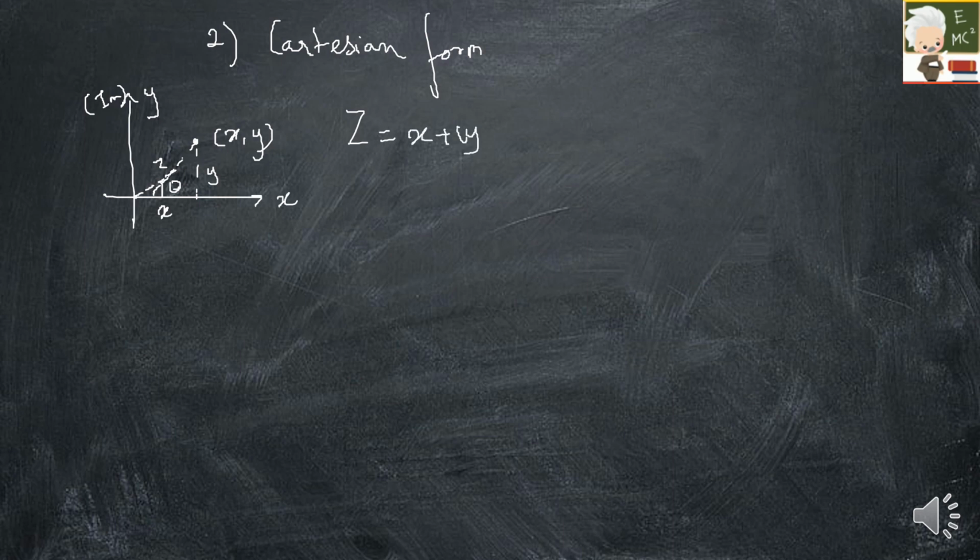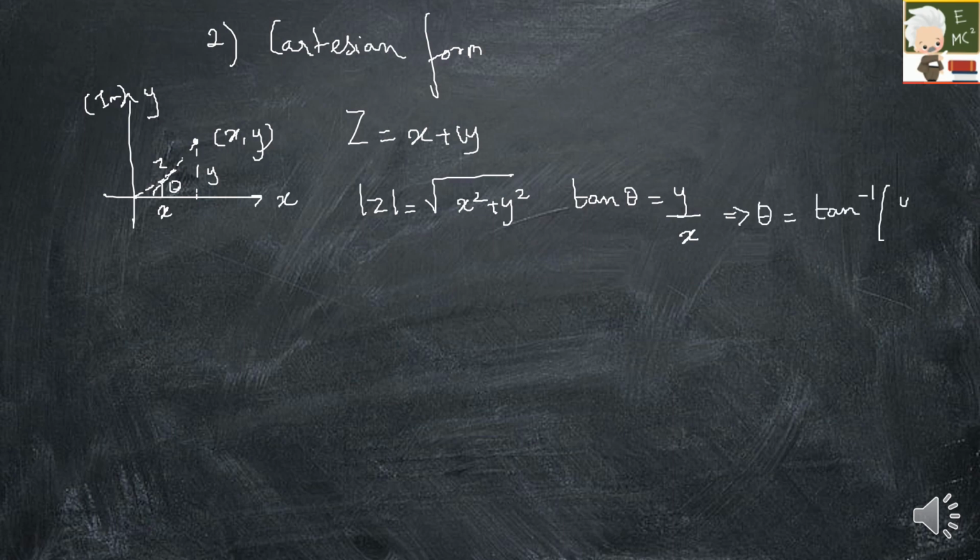So here I want mod of z. Mod of z will be equal to under root x square plus y square. And I need tan theta. So what is tan theta? Tan theta will be equal to y by x, right? So I can write theta is equal to tan inverse of y by x. So what is this theta? This theta is called the argument of z. So this is how we represent it in Cartesian form.